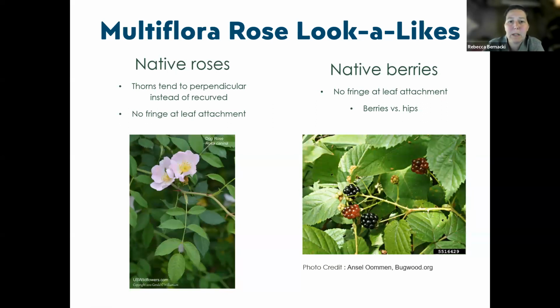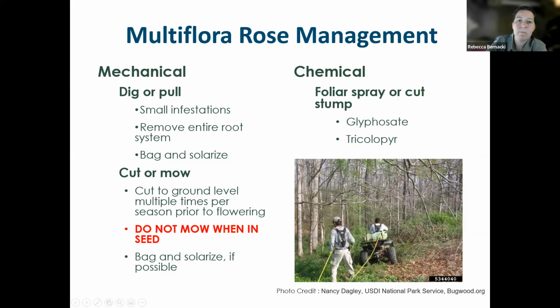Multiflora rose can also look like our native raspberries and berries. Again, it's going to lack that fringe at the leaf attachment. And if they are in fruit, our native berries are going to have a berry instead of that hard hip.